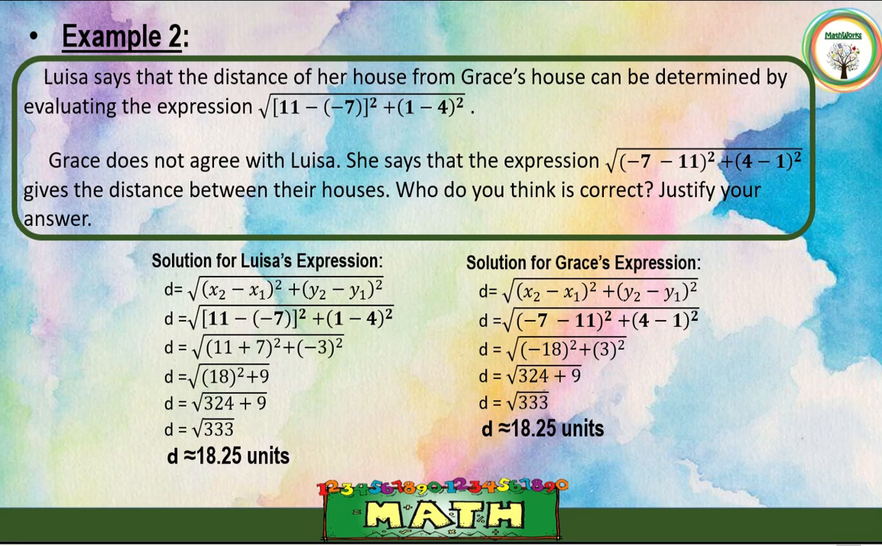So as you can see, they arrived at the same answer. So that means that even if we use the first point as x sub 1, y sub 1, and the second point for x sub 2 and y sub 2, or vice versa, we still get the same answer, or we still get the correct answer.